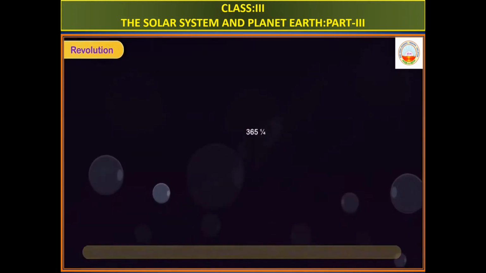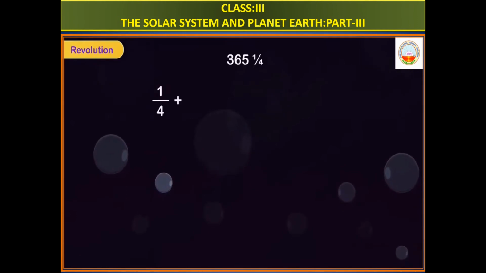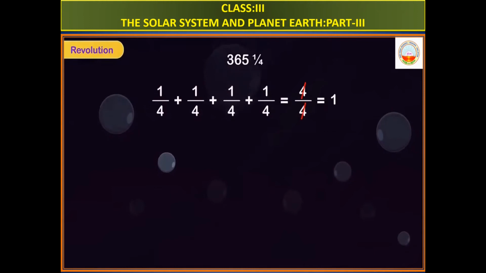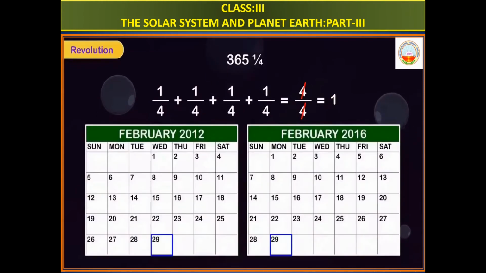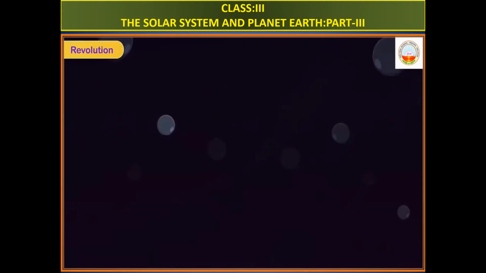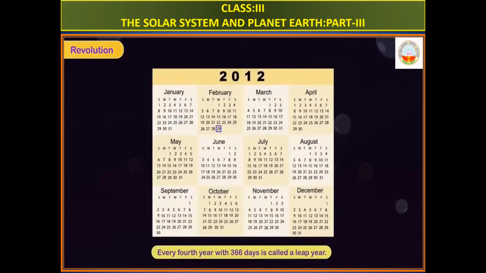To account for the extra quarter day taken by the Earth in each revolution, we have one extra day, 29 February, after every 4 years. This fourth year with 366 days is called a leap year.